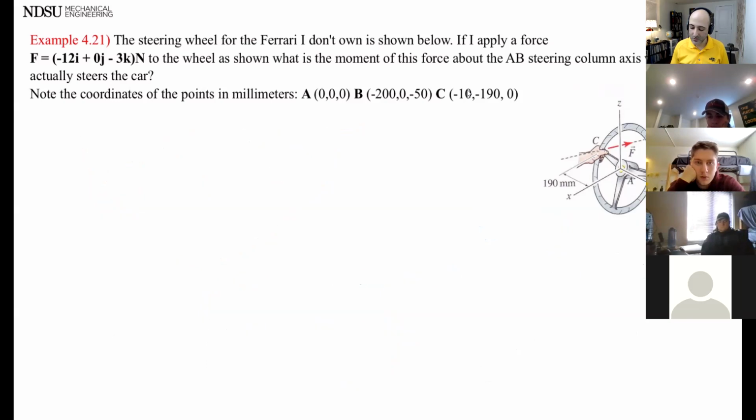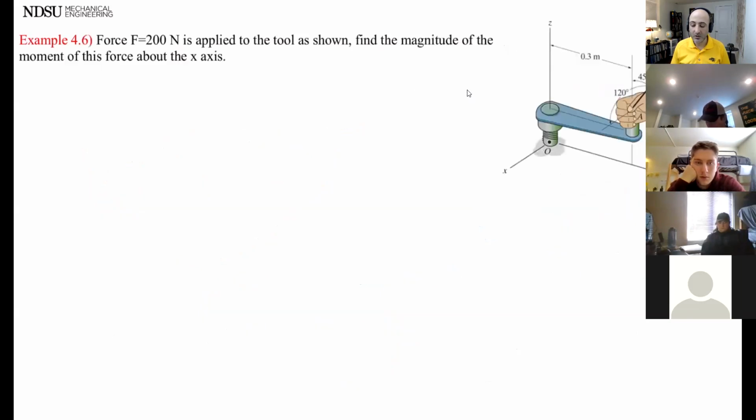Okay, so let's do another one, a little bit more work. I shouldn't say complicated. Force F of this much is applied to the tool as shown. Find the magnitude of the moment of this force about the x-axis. All right.